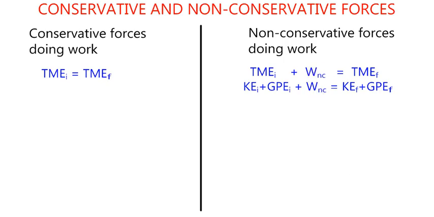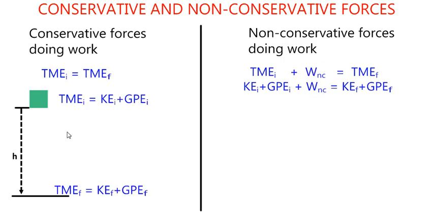Let us consider a situation where we release an object from rest and it falls through a height h without the action of air resistance or any frictional forces. We can say therefore that the total mechanical energy in the beginning is equal to the total mechanical energy in the end. In the beginning, the kinetic energy is 0, and in the end, the gravitational potential energy is 0.